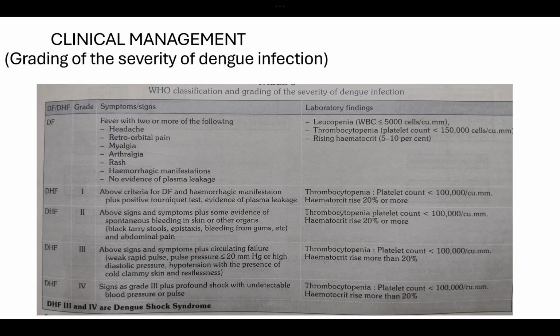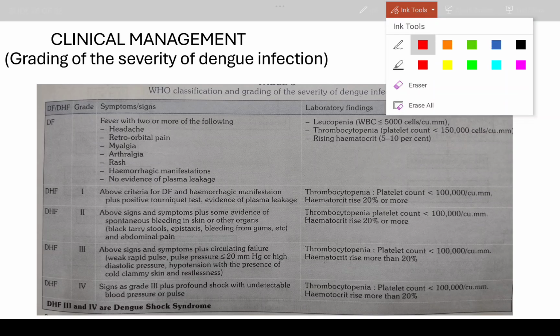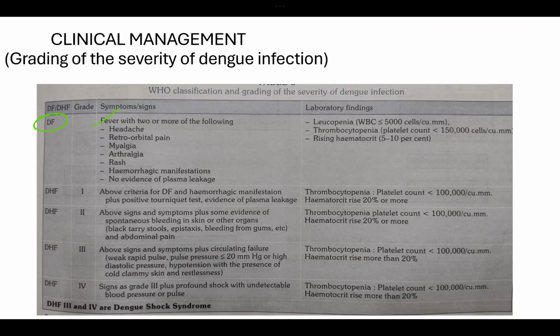Next we have the clinical management. First we will grade the severity of the dengue infection. We are aware of all this, so we will do a quick revision. In dengue fever, the patient will have fever with two or more of the following: headache, retro-orbital pain, myalgia, arthralgia, rashes, hemorrhagic manifestations, with no evidence of plasma leakage. In the lab findings, the patient will have leukopenia, thrombocytopenia, and a rise in hematocrit.